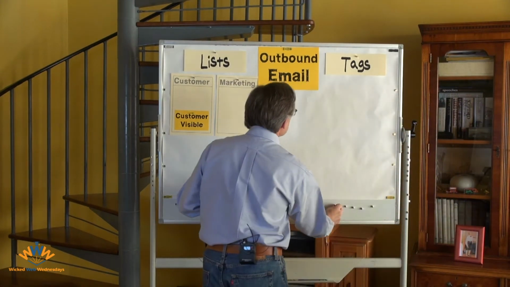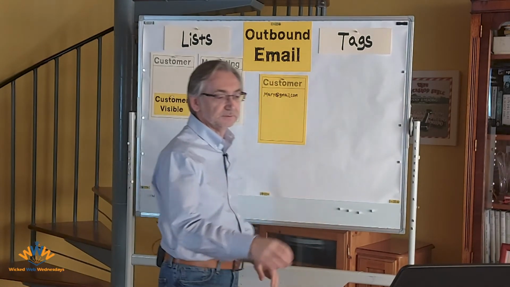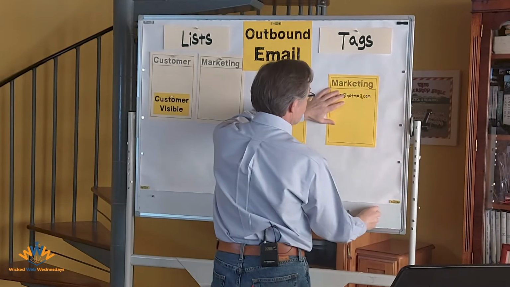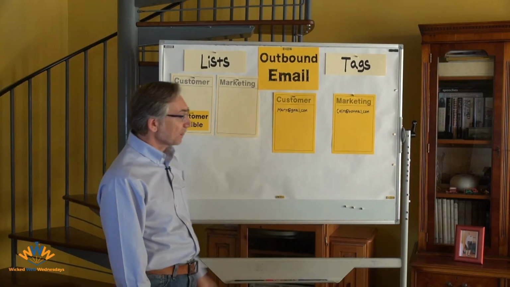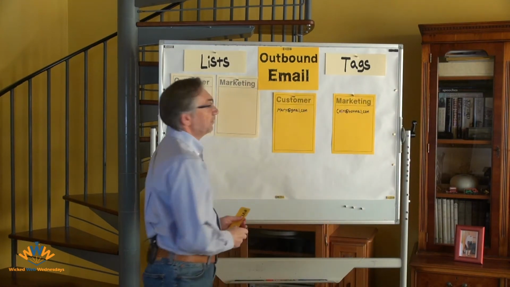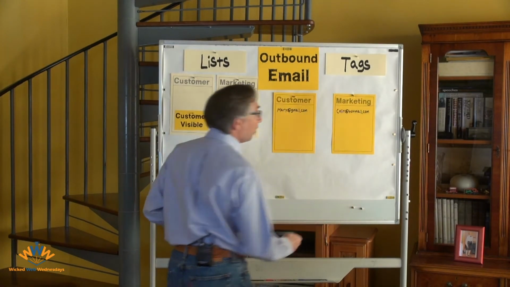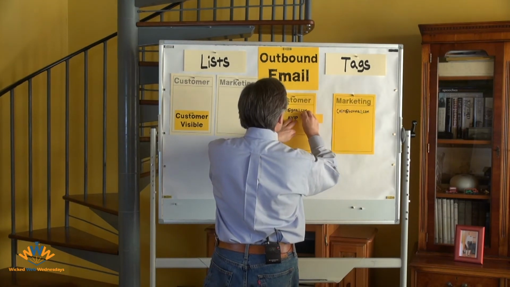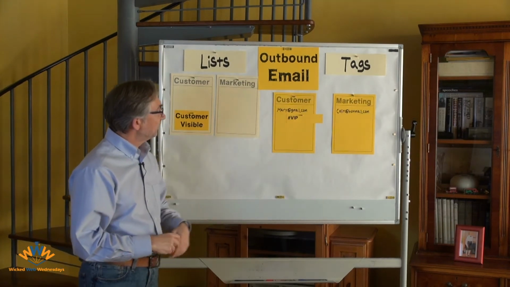So here we have a customer list. Mary is a customer. And we have a marketing list. Colin is on the marketing list. Not only is Mary a customer, but Mary, in fact, is a very, very important customer. She has one of the top flight products that you sell. So you know what? You're going to tag Mary as a VIP customer. Hashtag VIP.